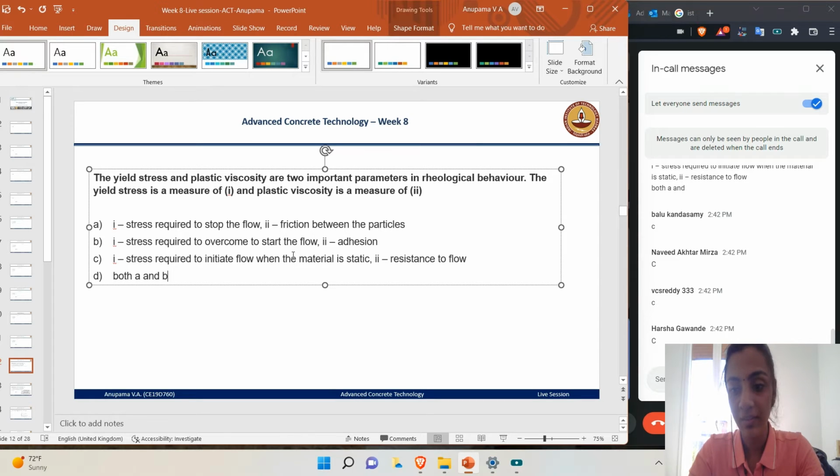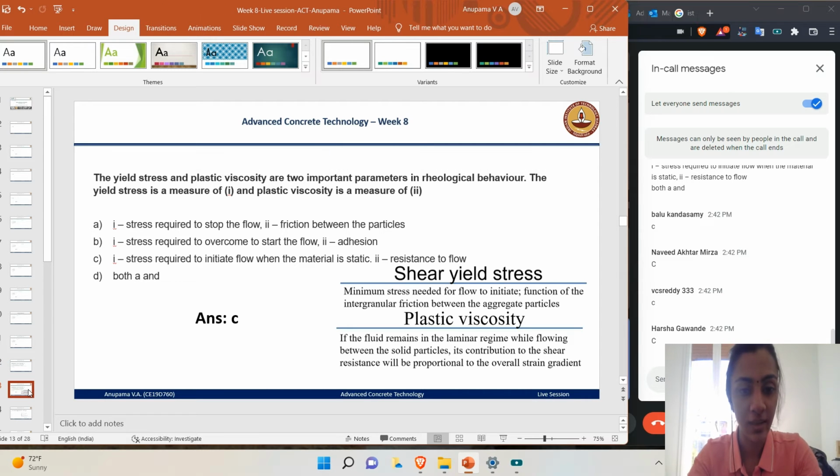Okay, so without doubt, all are telling that the correct answer is C. That is, yield stress is the minimum stress required to initiate the flow when the material is already in a static state. And the second one, that is plastic viscosity, is a resistance to flow. So the correct answer is option C. I think all of you might have thought the correct answer is C.